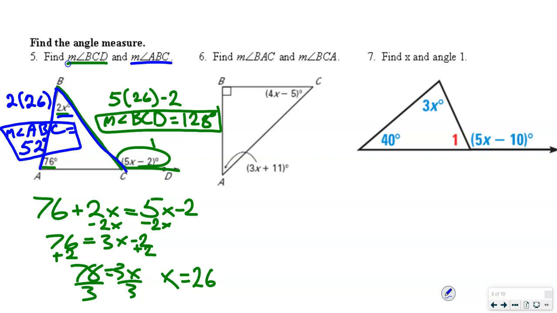Okay, looking at number 6. We need to find the measure of angle BAC. That's our angle down here, the 3x plus 11. We know B, or the angle at B, is 90 degrees. It's a right angle. So we know one of the angles there. So we're going to use the interior angle theorem for this one. So we're going to say 3x plus 11 plus 4x minus 5 plus 90 equals 180.